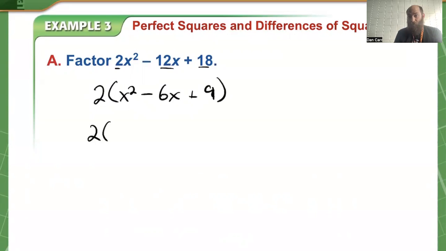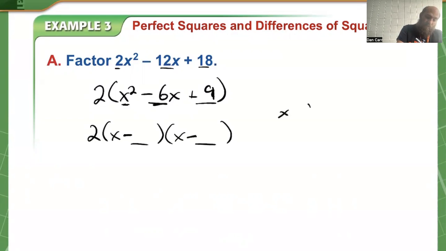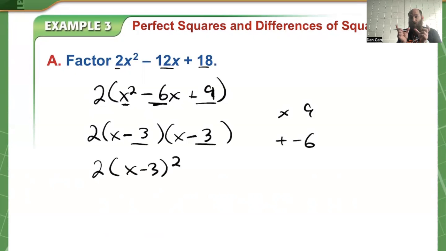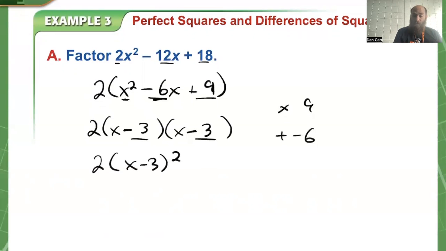This actually has its own special pattern, but I'm still going to focus on this idea. X squared comes from x and x. Positive 9 over here. That means these two are numbers that multiply to 9. And I got a negative 6 in the middle. So negatives has to go here. The only thing that multiplies to a positive 9 but adds to a negative 6 is negative 3 and negative 3. I could rewrite it this way if I wanted to, since the x minus 3 are matching, put them together with an exponent. That's an option if I wanted to.